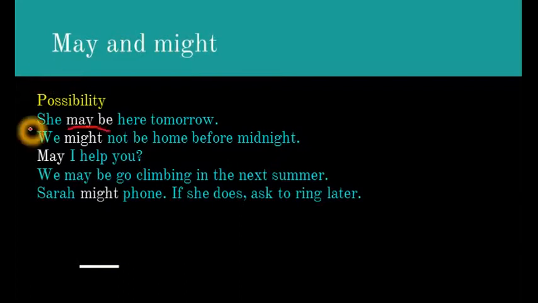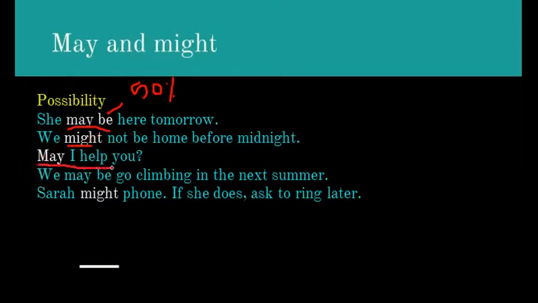Let's compare. In this example, she may be here tomorrow. And the next example, we might not be home before midnight. In the first example, the speaker is using may, so maybe the chance is 50%. And in the second example, the speaker is using might. Therefore, the chance may be 30%. When there are fewer chances, we use might.